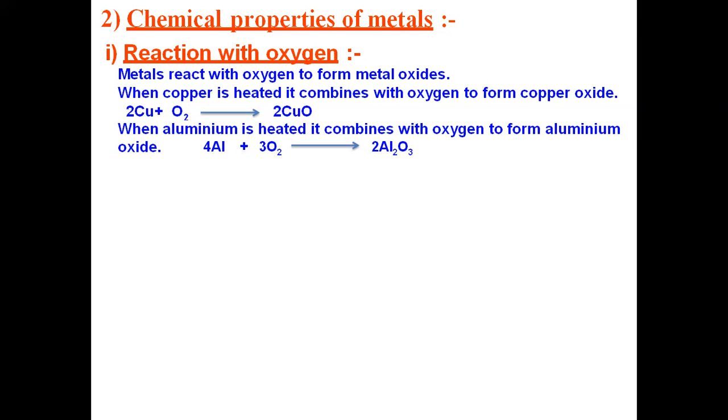Then, in order to balance it, 2 Al2O3 will be formed when 4 aluminium atoms combine with 3 molecules of oxygen. So that is the reaction of metal with oxygen.